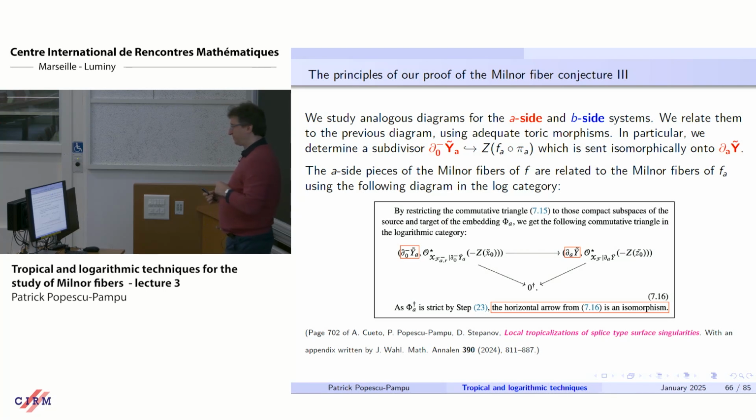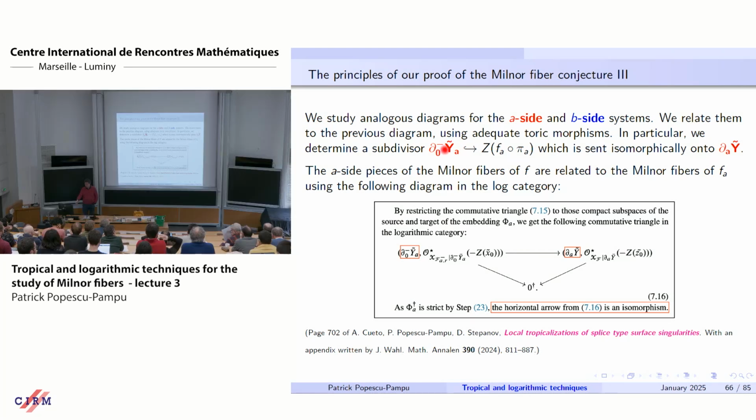So the final thing is that we find inside the total transform of the function on the A side a divisor, and we construct an ambient toric morphism which sends it to the A part divisor, which is here. And those are isomorphic. So we have a concrete isomorphism induced by an ambient toric morphism, and that allows us to prove that, in fact, this isomorphism can be lifted to the log category.